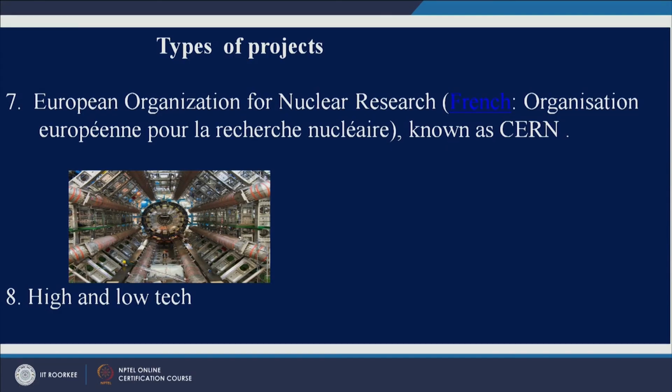You can have national projects and you can have international projects also. An example of an international project is the CERN project, the European Organization for Nuclear Research. So, this is nothing but an international project. You can also have high tech and low tech projects. This is basically a very high tech project. You can have a low tech project also. So, these are a couple of criteria on which you can divide projects.